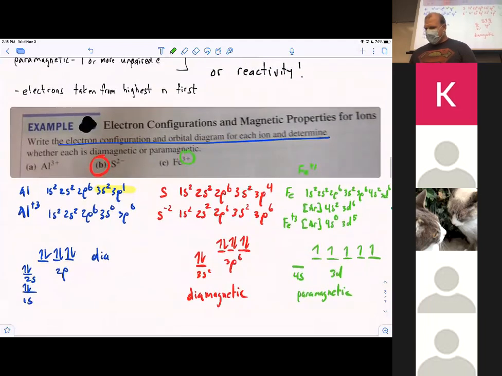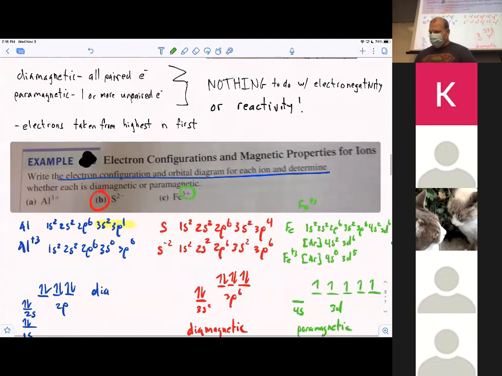So what does this mean? It only has to do with magnetic properties and how elements will respond to external magnetic fields. It has nothing to do with reactivity. So gold is paramagnetic and it is very unreactive. Lithium is paramagnetic. It's extremely reactive. So same thing with fluorine. Fluorine is paramagnetic, very reactive.